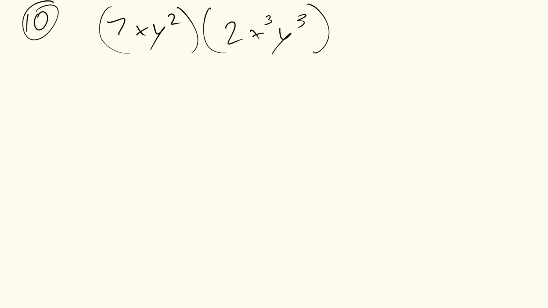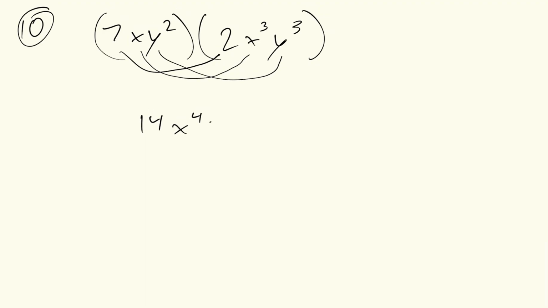For the next question, let's see what 7x y squared times 2x cubed y cubed is. I'll pause the video and try this on your own. But it's the same process as the last question we did. 7 times 2 is equal to 14. X times x cubed is equal to x to the 4. And then y squared times y to the 3 is equal to y to the 5. And that's your answer.